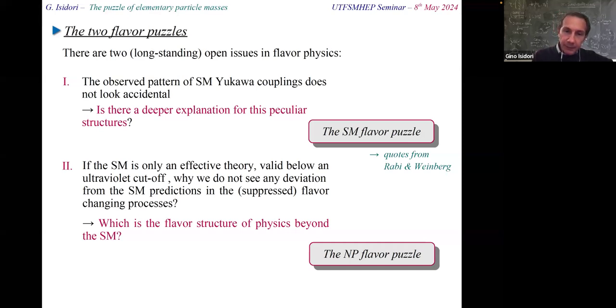The second puzzle is the fact that if the standard model is only an effective theory that is valid below a certain ultraviolet cutoff, why don't we see any deviation from the standard model predictions in several processes which are extremely suppressed, when we look at flavor changing processes, which therefore could be naturally very sensitive to physics beyond the standard model? So this is what people usually call the new physics flavor problem. These are two independent problems.